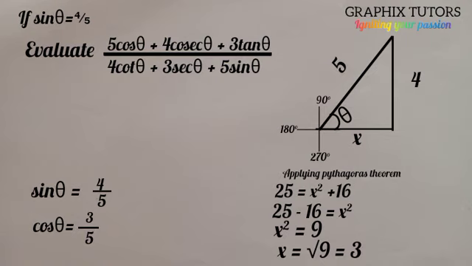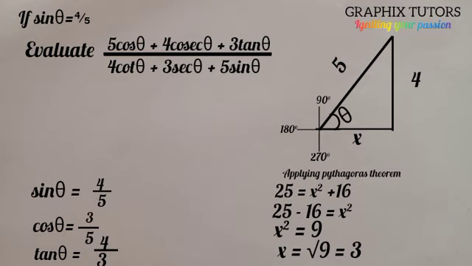Now the next one we have is tan theta. Tan theta, from the word TOA, means the tan of the angle theta equals opposite over adjacent. What is the opposite? The opposite is the side facing the angle, and that is 4. So we have 4 over the adjacent, which is the horizontal side, 3. So 4/3.